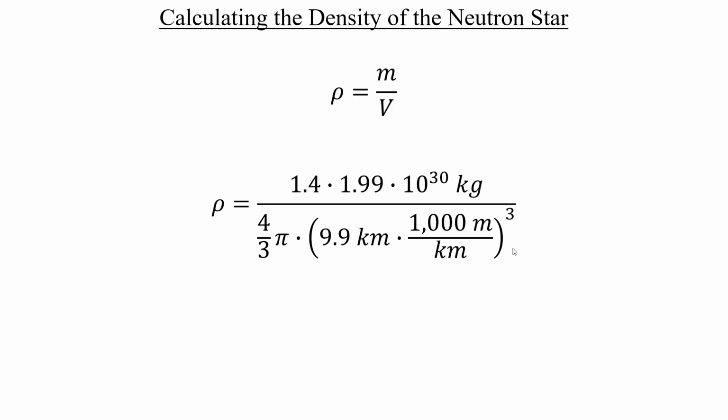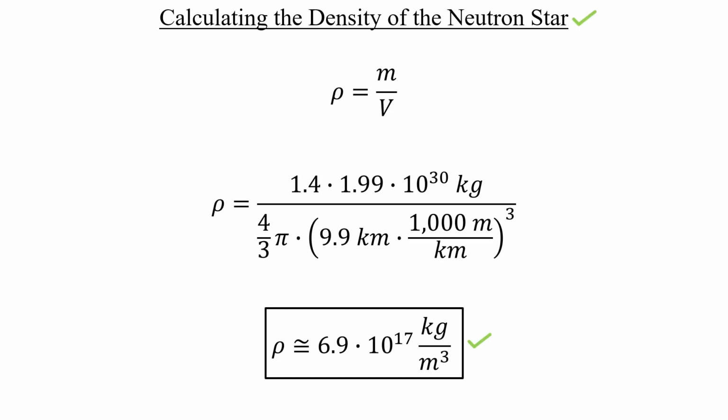And so putting this into the calculator, what do we get? Well, it's about 6.9 times 10 to the 17 kilograms per cubic meter. And that's our answer. That is definitely higher than the density of rock. And it's in the same order of magnitude as the density of an atomic nucleus. So it looks like the statement about neutron stars essentially being giant atomic nuclei is accurate, at least using the numbers that were provided for us in this problem.